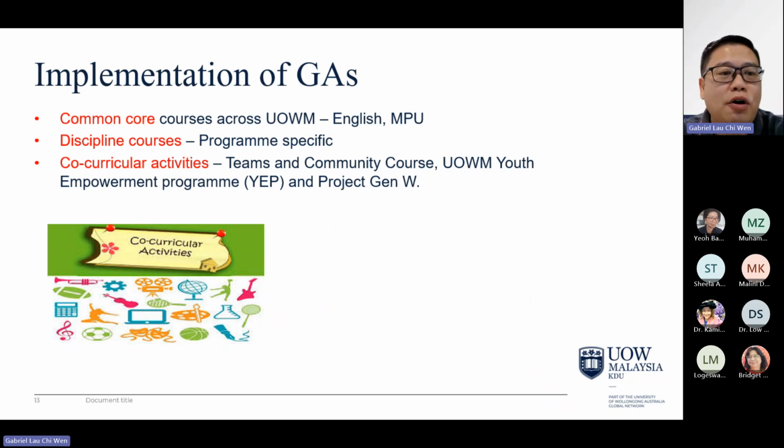Now, implementation of GAs, graduate attributes, continues. We have our common core, which will be courses across UOWM. We have English, MPU, PDS, PDLS, and so on. Then, of course, we have the discipline courses, which will be your program-specific courses. And, of course, the co-curricular activities, teams and community courses, youth project, Project W, and so on. So when we talk about implementation of GAs, the most common is this.